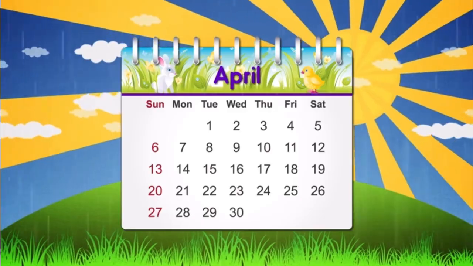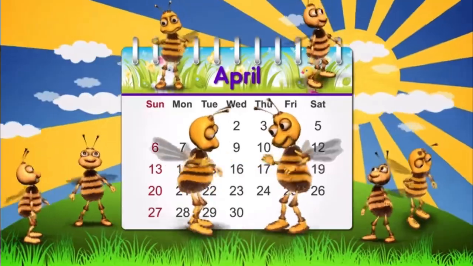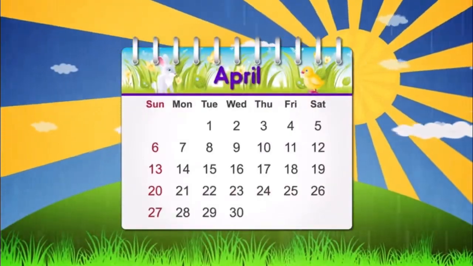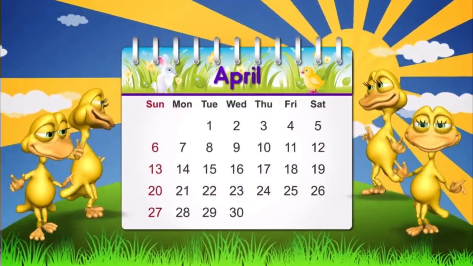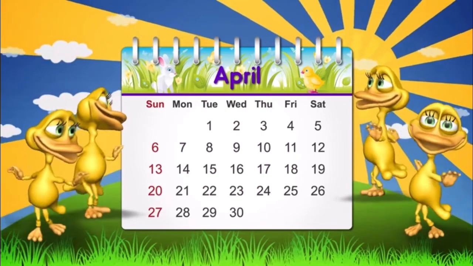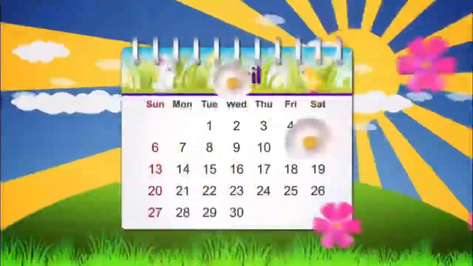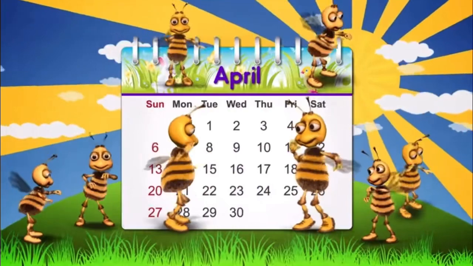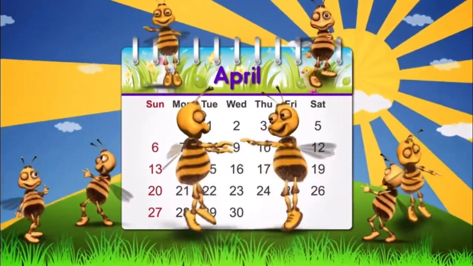Raindrops flow in April, flowers grow in April. We dance and play and sing as we celebrate the spring. Raindrops flow, flowers grow. We dance and play and sing as we celebrate the spring. In April, raindrops flow. In April, flowers grow. In April, we dance and play and sing as we celebrate the spring.